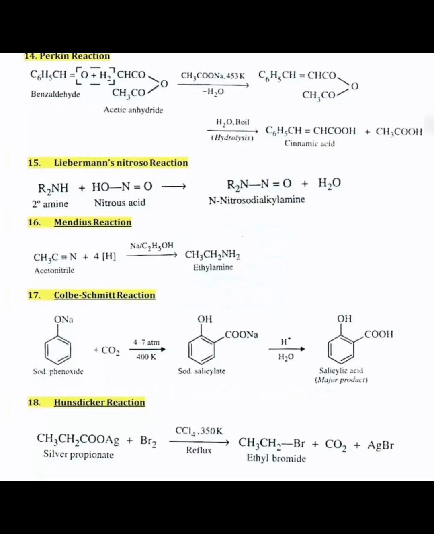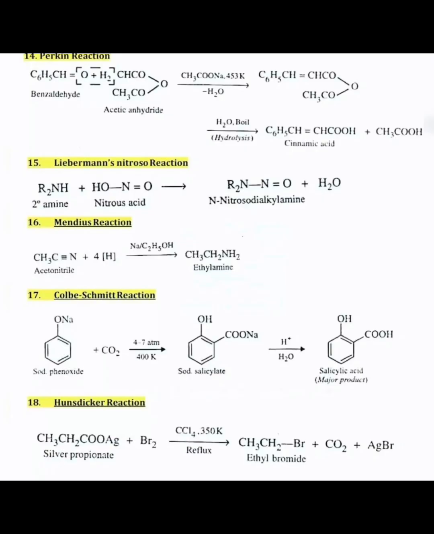Next reaction is Mendius reaction. When acetonitrile reacts with excess of nascent hydrogen in presence of sodium in ethanol, it gives ethylamine as a major product.